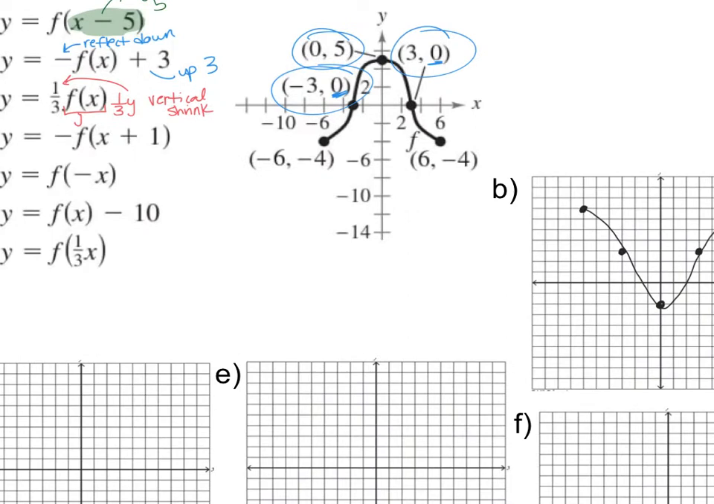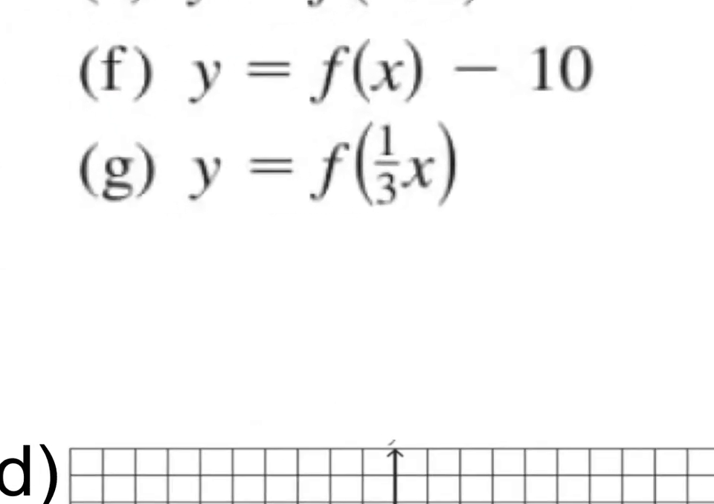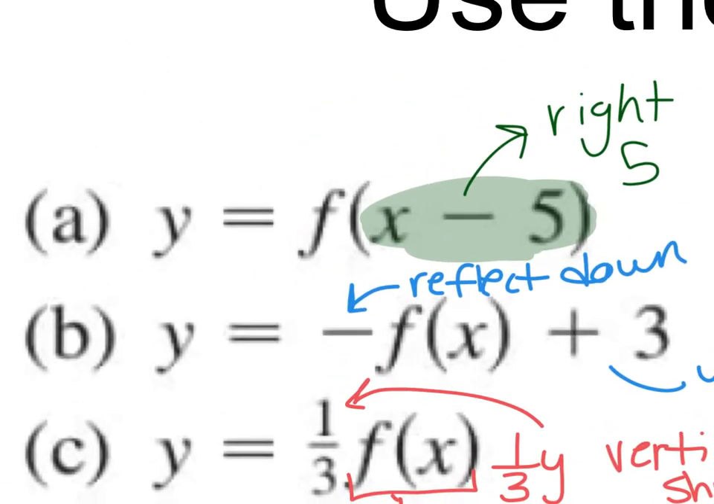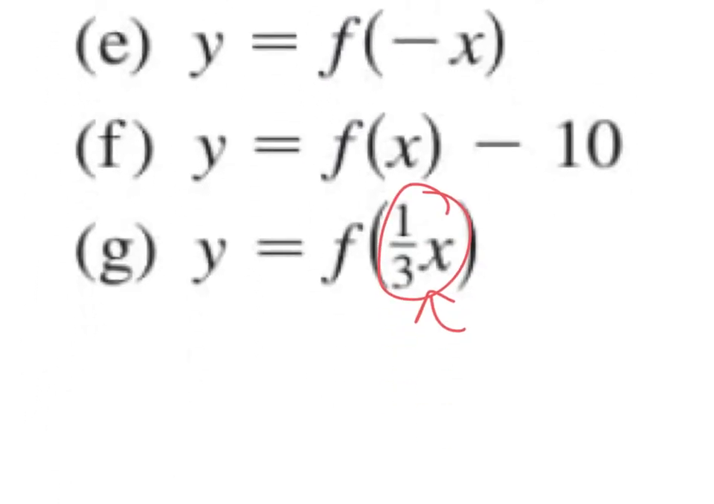Now let's go ahead and jump around a little bit down to letter G, because letter G is like the opposite of letter C. Now the 1/3 is inside with the x. So the same rule holds true in terms of inside the parentheses. We do the opposite of what it looks like. So if we go back up to letter A, it says -5, but we know when we pull it out of the parentheses, it's actually a +5. So the same thing is true here.